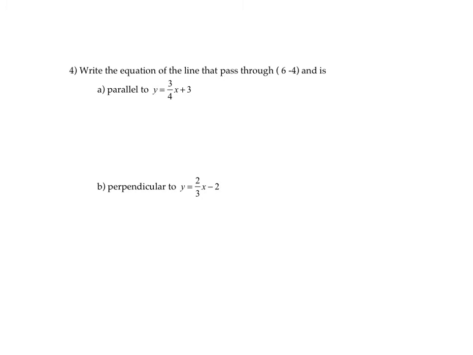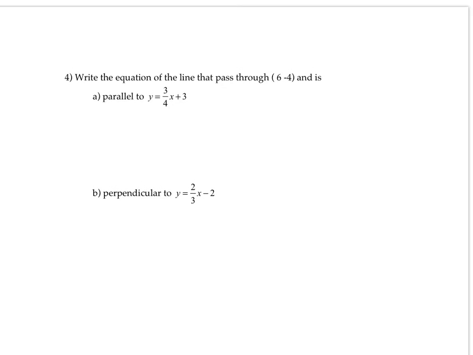Okay, and number 4, it says write the equation of the line through the point (6, -4). So we've got an x value of 6, a y value of -4. And it's going to be parallel to 3/4 x + 3, so our slope needs to be 3/4. And we can use point-slope form to come up with that equation. So do y minus the y value of our point, which is -4, equals 3/4 times (x - 6).